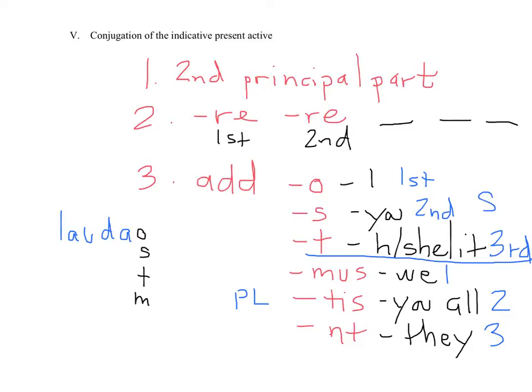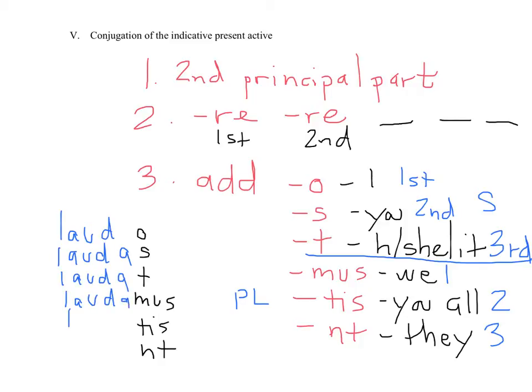O, S, T, mus, tis, and NT. Note, however, when A and O come together, or in general in Latin, it's very often the case that when two vowels come together, the first one, not always, but the first one tends to fall off. That doesn't happen all the way through, just for the A and the O together. Two vowels coming together tend to cancel one of them out.